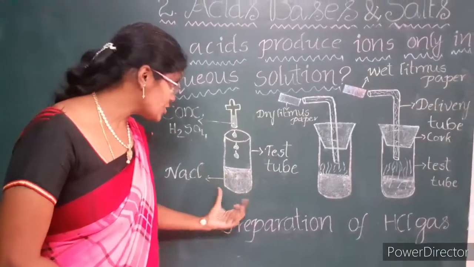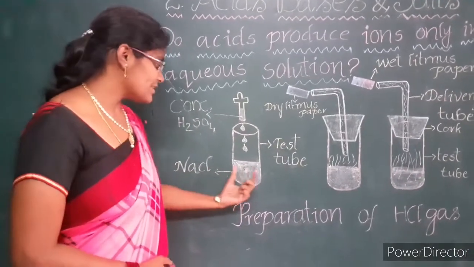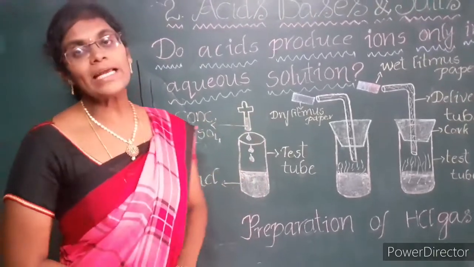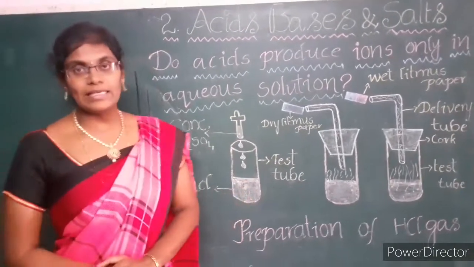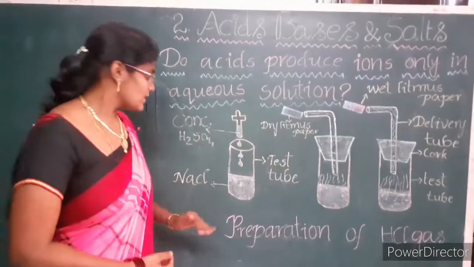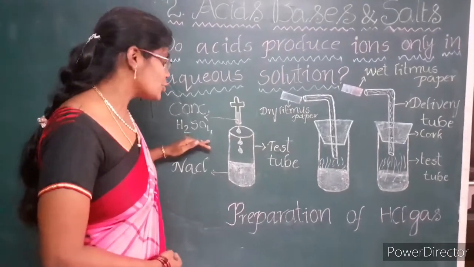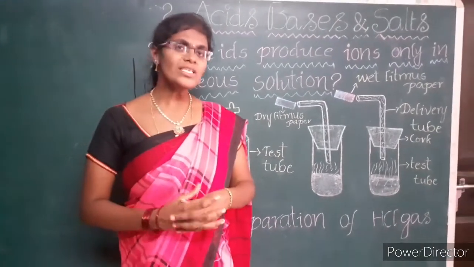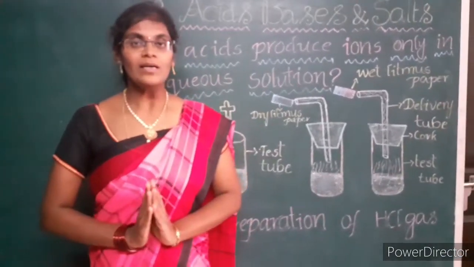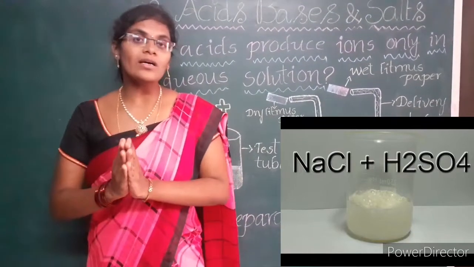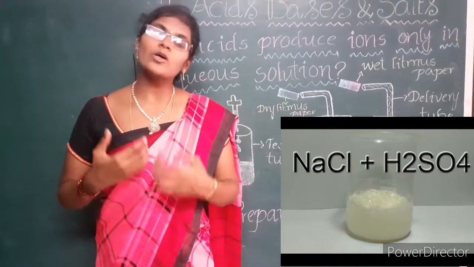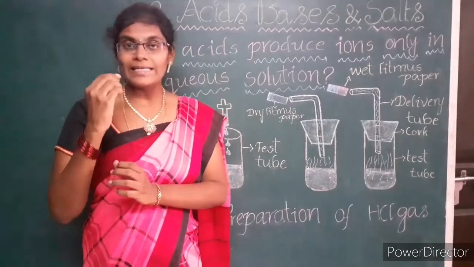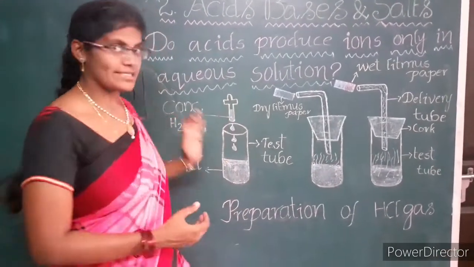First, take a test tube and take NaCl into the test tube and add concentrated H2SO4 to the NaCl. In this case, the NaCl reacts with H2SO4 and it evolves a gas. Children, can you guess which gas is evolved in this case? It is somewhat difficult to guess the gas which is evolved in this case. It is very easy to identify by writing the chemical equation for this case.